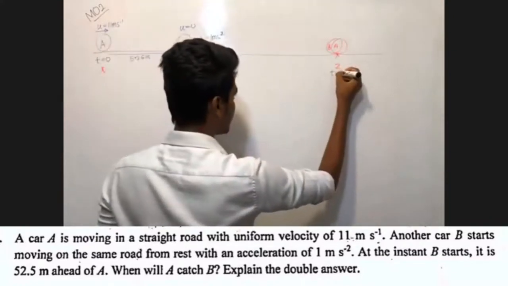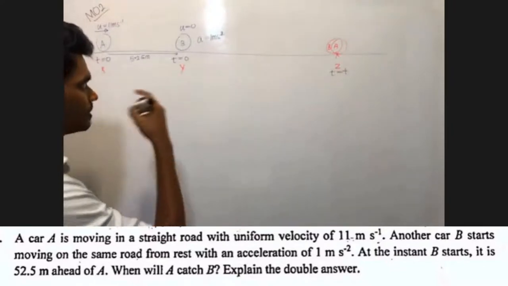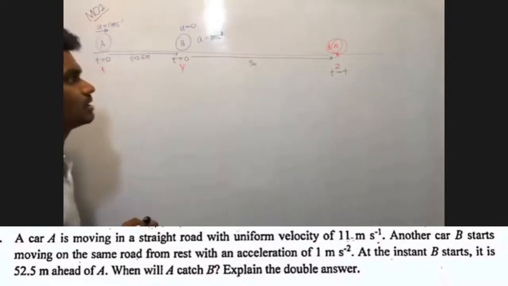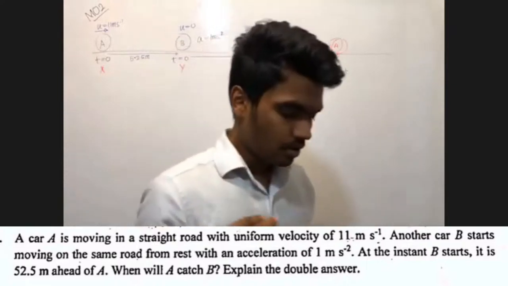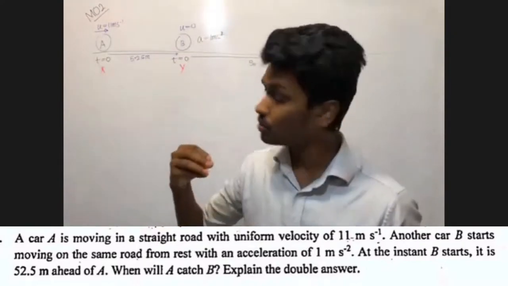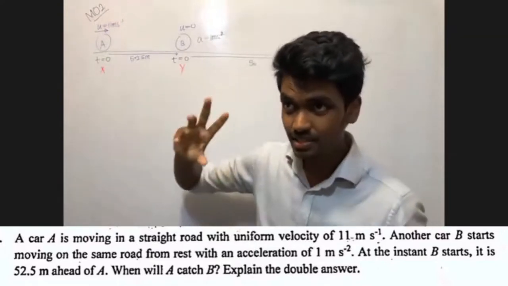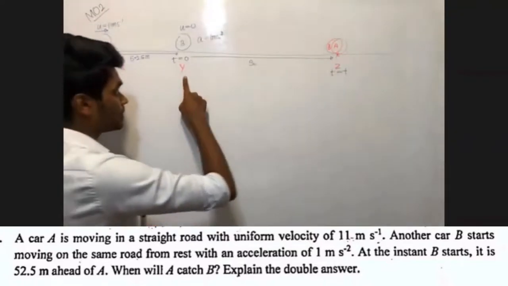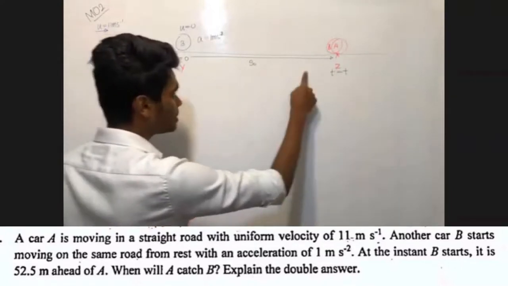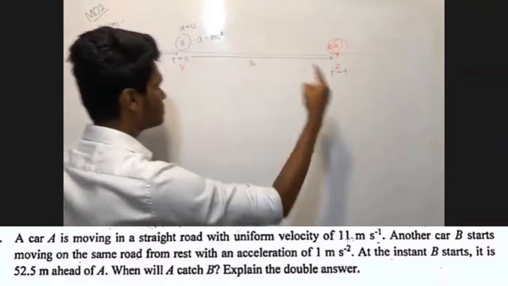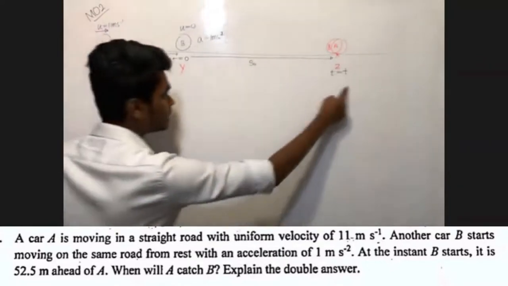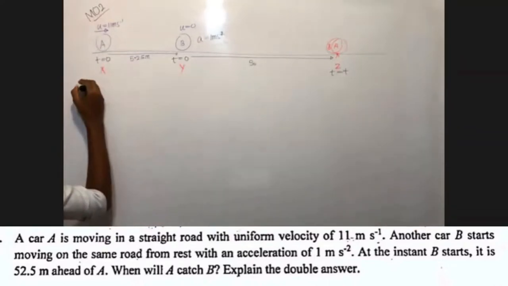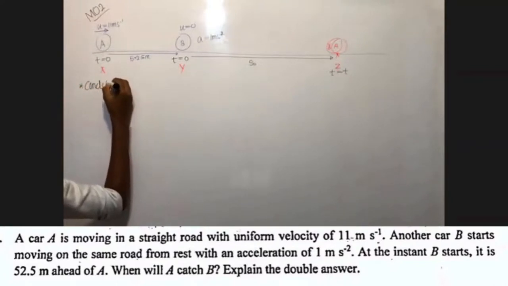Let's assume the overtake happens at t equal T, right? Let's assume the distance between Y and Z is S naught. So if A needs to overtake B, what is the condition? If B travels S naught distance within T time, the distance that A should travel within T time is 5.25 plus S naught. That is the condition. You do not have to write these things down, I'm just saying.